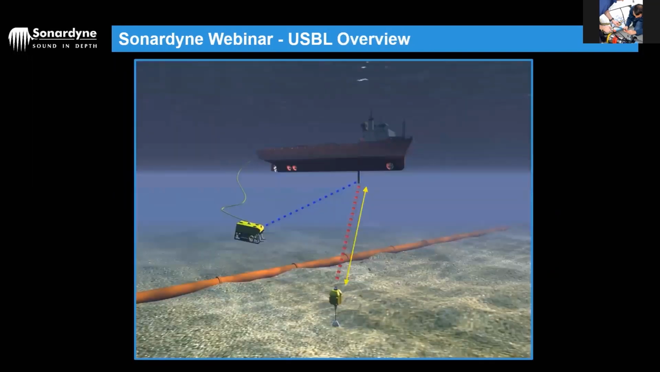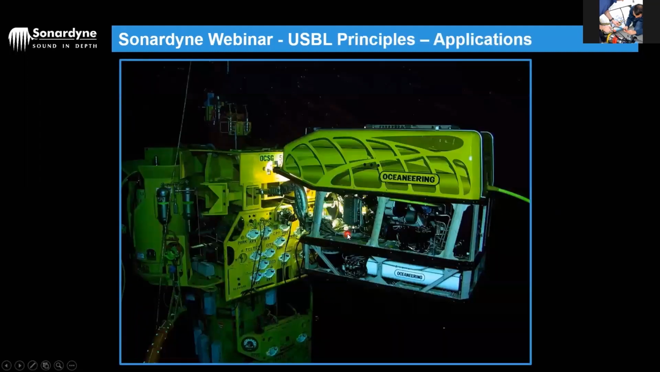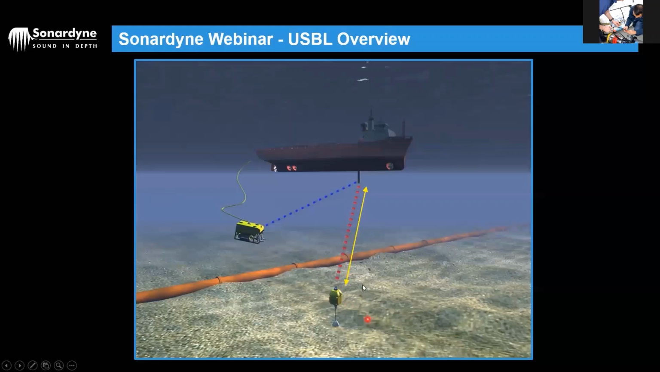So the longer this line is, the further the object you're tracking is from the vessel, then the more error, the more area you're going to have for its position subsea. That's just basically a fact of life. So as you can see on the screen there, we can use it for tracking all sorts of things underwater.